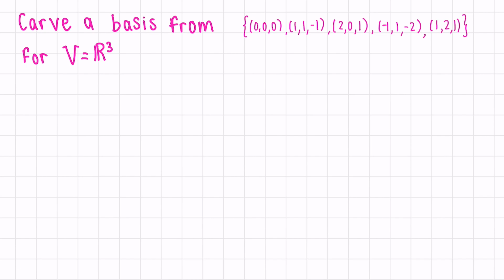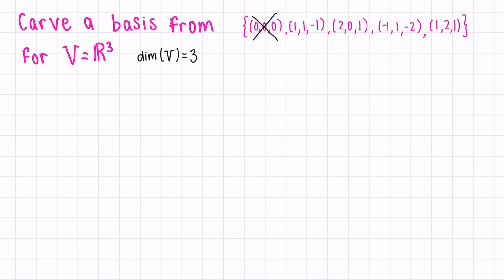Carve a basis from this set of vectors for V, where V is R3, so all coordinates x, y, z. We know that this is 3-dimensional, so we know we're looking for 3 of these 5 vectors. First of all, we can cross out the 0 vector right away because the 0 vector doesn't add anything. In fact, any set with the 0 vector is always dependent because you can write it as a linear combination of all the other vectors with a 0 coefficient.